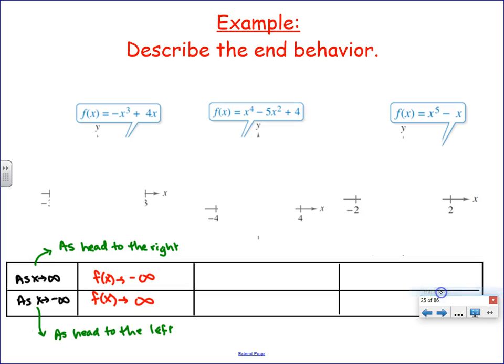Now, this notation is new, right? Little arrow meaning going towards, and infinities and negative infinities. Real quick reminder, what does f of x represent? Y heights. How high up, how high down, right?